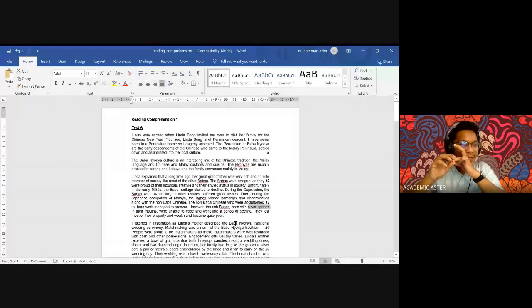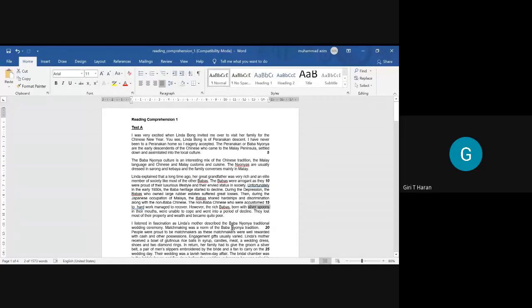No. Do you know the answer? No. Okay, I saw Giri. Giri raised his hand just now. Giri? Who are the Baba Nyonya? Early descendants of Chinese who came to Malay Peninsula and settled down, assimilated into local culture.